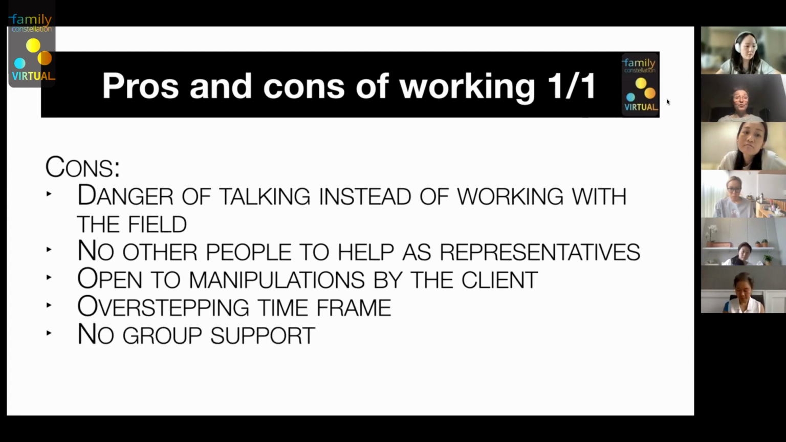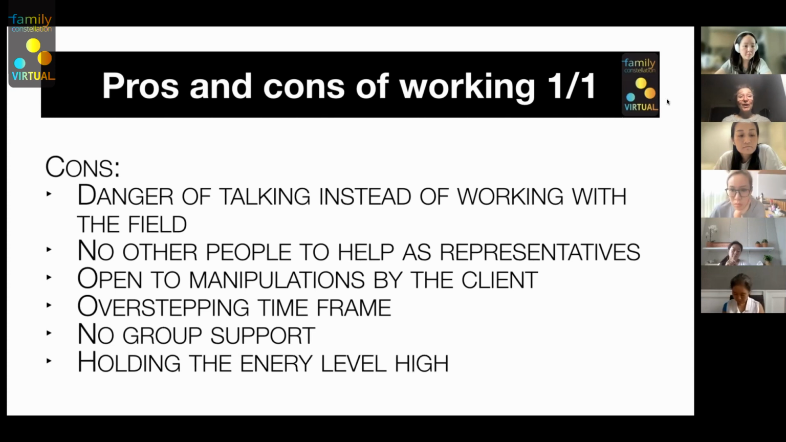Of course, you don't have the group support. Now, when I say a pro for one-on-ones is that you don't have the group because you can focus on the individual, that's still valid. But a con is that you do not have the support of the group, because the group can also really carry you through some difficult times, right? The group support can be very helpful for you as a facilitator as well. So simply in a one-on-one session, you don't have the group support. That's a con, right? Because sometimes it was really valuable to have it.